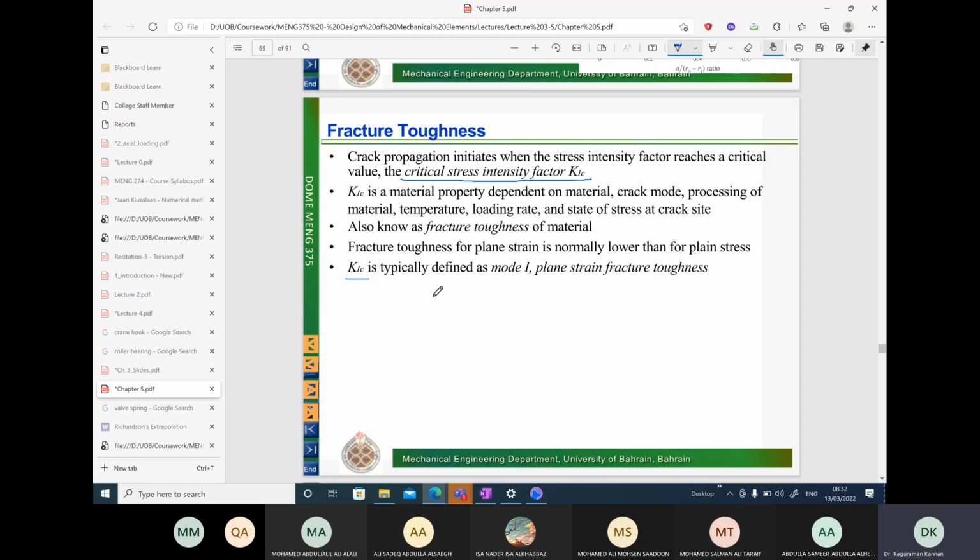KIC is the critical stress intensity factor, and we compare all the Ki values we calculate, the stress intensity factor, with KIC values. If your Ki is less than the KIC value, then crack propagation will not take place. If it is greater, then definitely crack propagation will take place. So I should not write equal to here; it should be less than that. This is the material property.